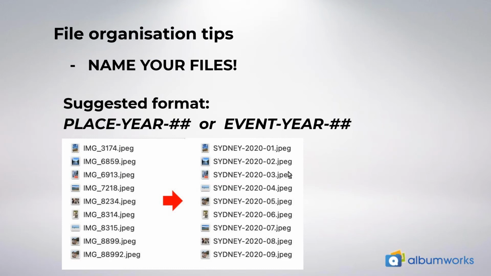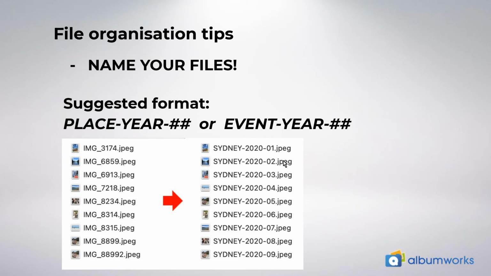So if you've recently taken a trip to Sydney, you can name your file Sydney and then the year 2020 and then 01 for the first file and then 02, etc. This way, you won't need to click on each file to see what the photo is. You can just read the description of the file name.